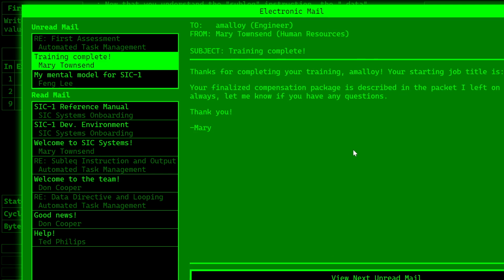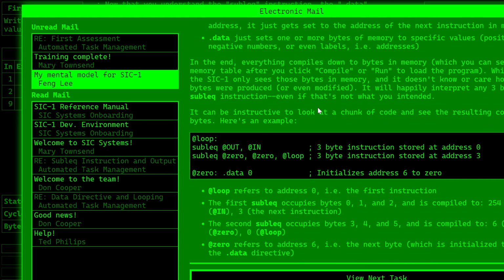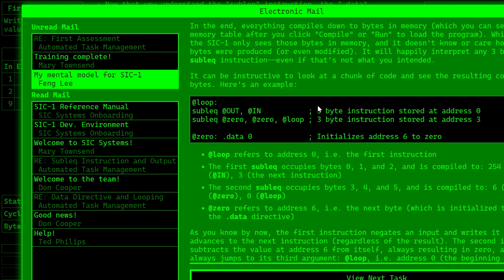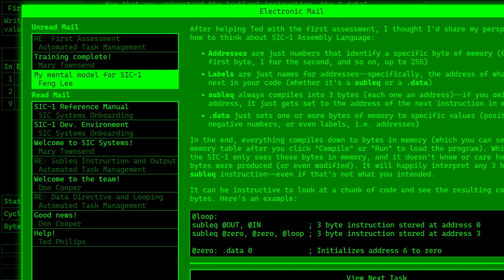Thanks for completing your training. I'm an engineer. Okay. Finalize compensation package described in the packet on my desk. Okay. Fang Li has some instructions for me on how to think about this. Addresses are numbers, labels are names, sublique is 3 bytes, data is bytes. Yes, I understood all this stuff. Can be instructive to see the resulting compiled bytes. Okay, sure, I agree that could be interesting. Actually, let's just scroll up so I can't see the answers. I was going to cover the screen, but then you guys could see it.